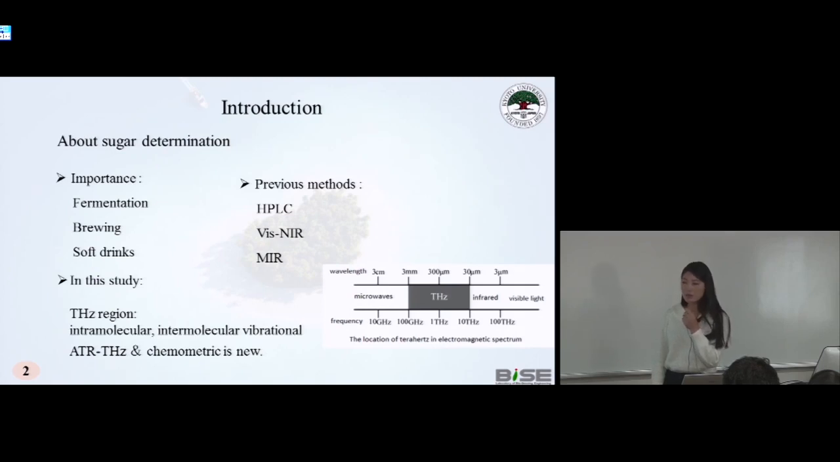When terahertz spectroscopy is applied to solutions, water has a strong absorption. So using the attenuated total reflectance method, short for ATR method, for sample presentation, we can get the spectrometric information of the sample. So in this study, the authors want to show the ATR terahertz together with chemometric techniques for determination of glucose concentration in the solution.